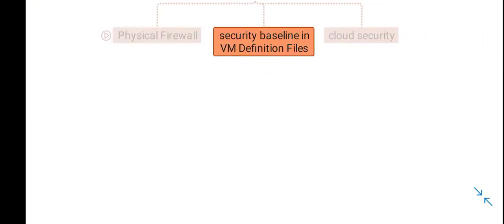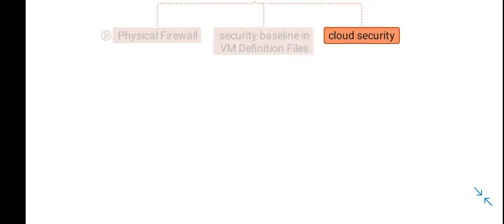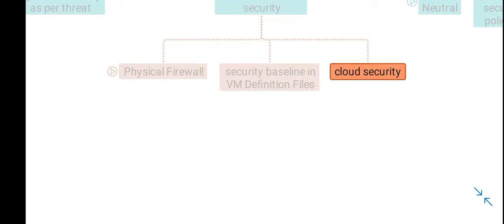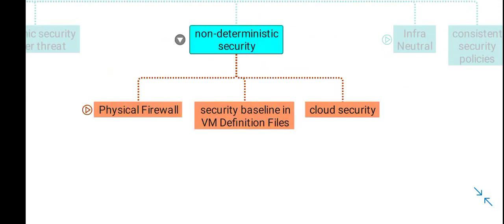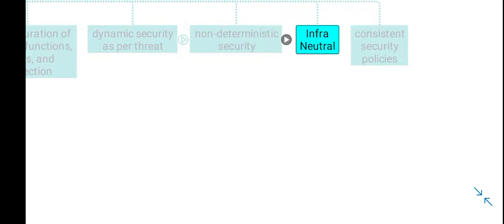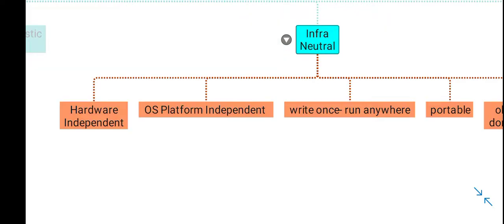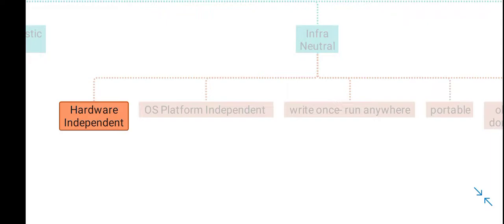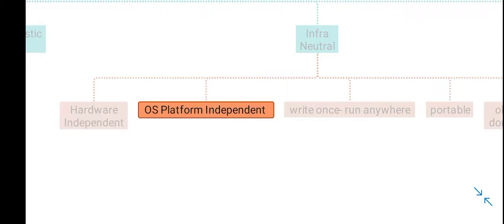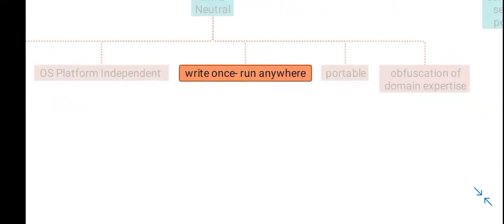Whereas in software defined security, the security baseline is embedded into the VM configuration definition files. So it can offer security as per the dynamic security needs of cloud services. It is also infrastructure neutral, hardware independent, and operating system platform independent, and it is a kind of write once and run anywhere security baseline.